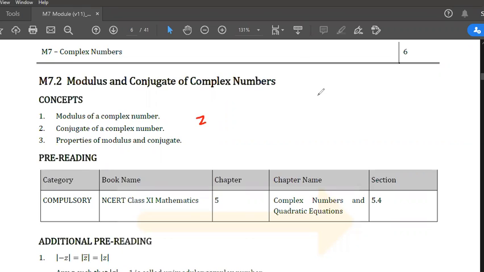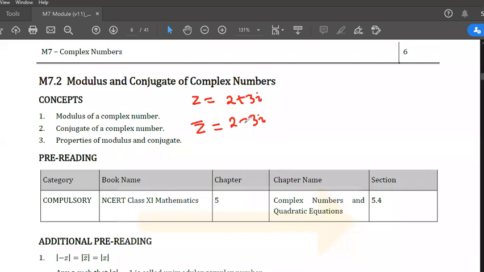I'll just explain this. What is Z? Just take an example. Z is equal to 2 plus 3i, right? Suppose Z is equal to 2 plus 3i. So what is Z bar? Tell me, everyone, what is Z bar? What is the conjugate of Z if Z is equal to 2 plus 3i? Very good. It's easy now. The conjugate is 2 minus 3i. Very good.